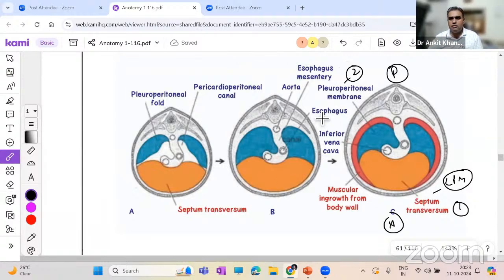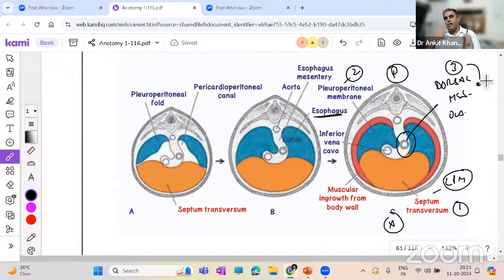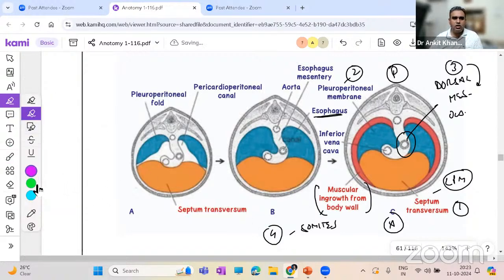Number three is the mesentery of the esophagus over here, because you can see the esophagus lying here, so there is a surrounding mesentery, or you can say the dorsal mesentery of the esophagus. This is number three, the third component of the development of the diaphragm. And the fourth component is lying on the periphery, that is the muscle part of the body wall coming from somites. So basically there are four parts in the development of the diaphragm: septum transversum, pleuroperitoneal membrane, mesentery of the esophagus, and the somites. These are the four parts.